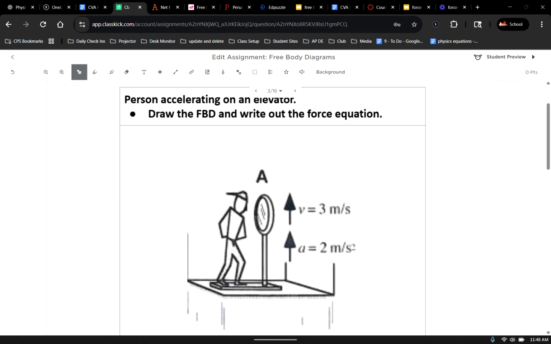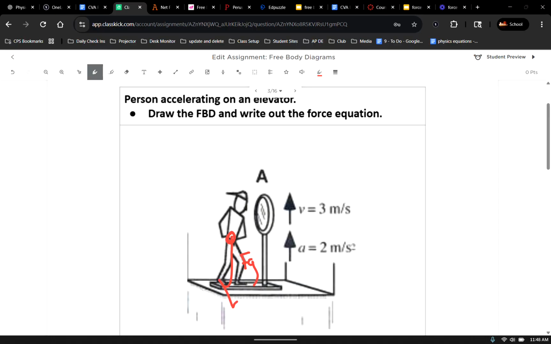Slide 3. Sorry, guys, I'm going to try to make this quicker, because this is going to take a minute. So, person accelerating on an elevator. We go to the person's center of mass. Gravitational force is pulling them down. And it says they're accelerating. Person accelerating on an elevator. Now the image is showing an upwards acceleration.